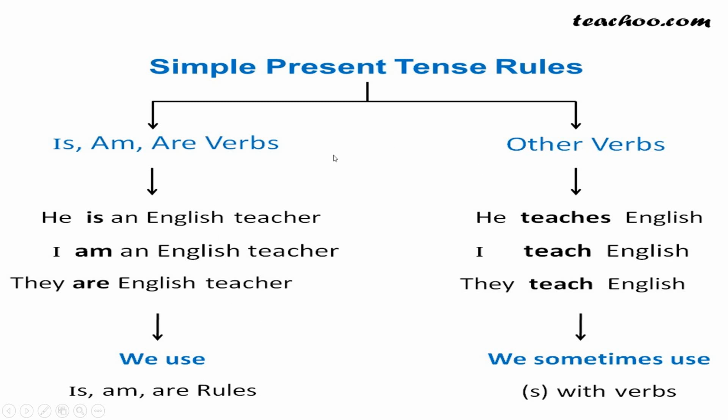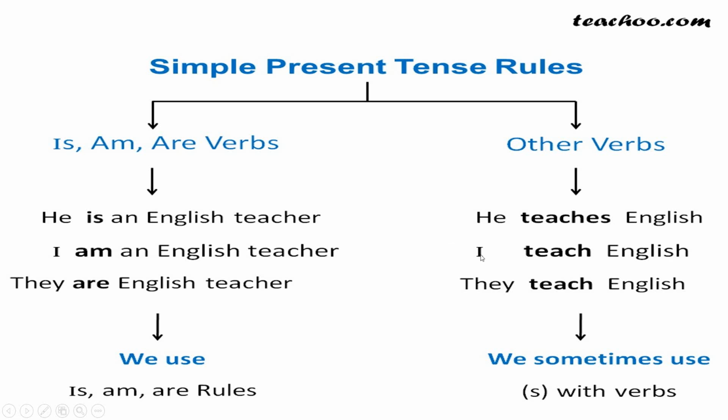And children, suppose these are helping verbs, is, am, are, but suppose we are not using helping verbs, so what will we use? We will use other verbs, like he teaches English. Please see here. The root form of teaches will be teach. But why have we used teaches here? Because he is singular. With singular noun or pronoun, we use singular verb. And to make it singular, we have used es. We have added es here.